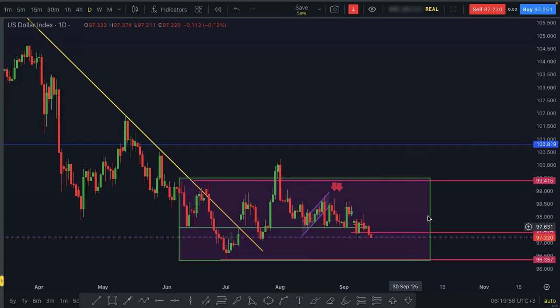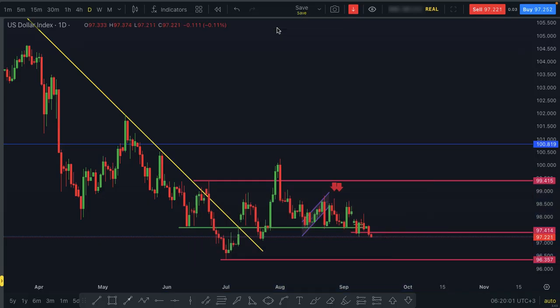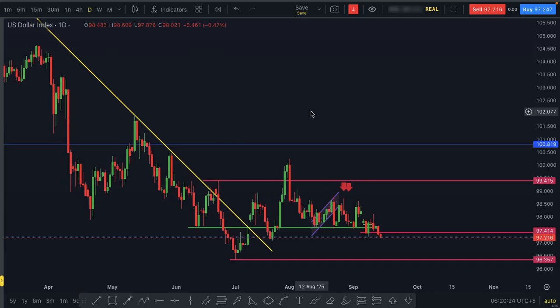What's the meaning of this? This means that the market is still very bearish, and I'm expecting a further push to the lows, the 96.35, before any likely push to the upside. But currently, when it comes to the US dollar, we are still very bearish, and I'm expecting these moves.